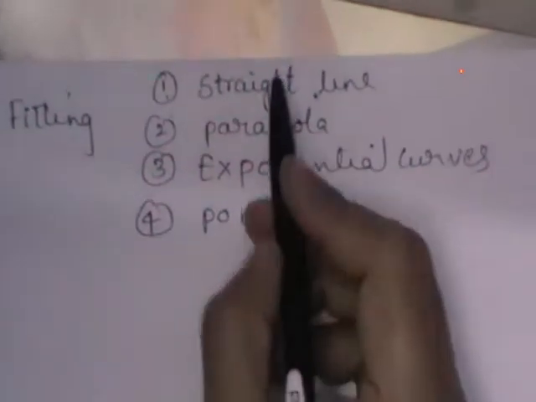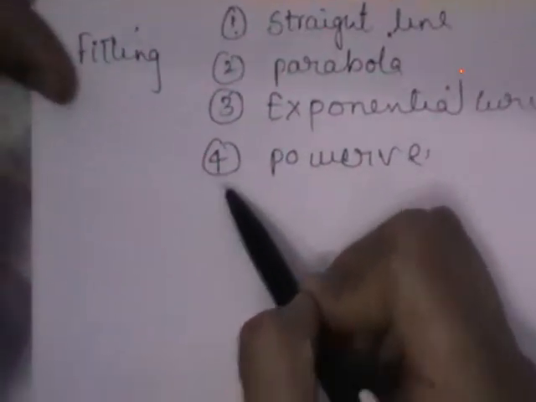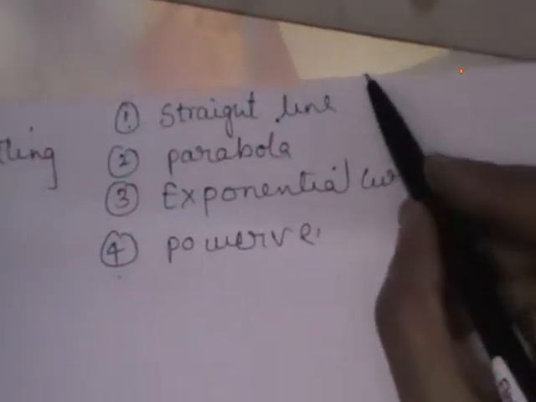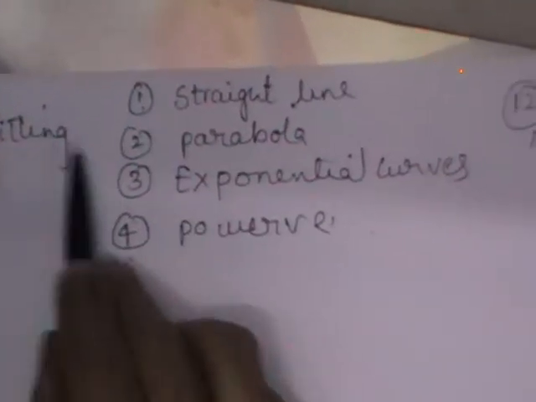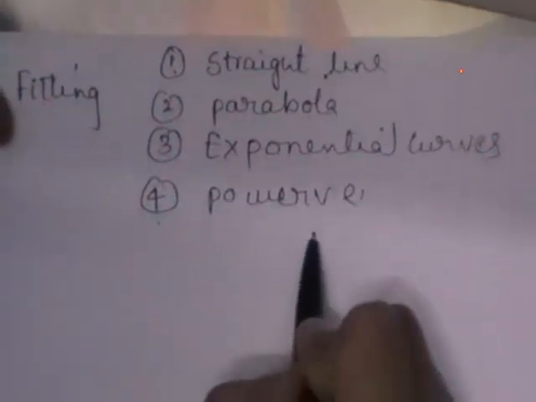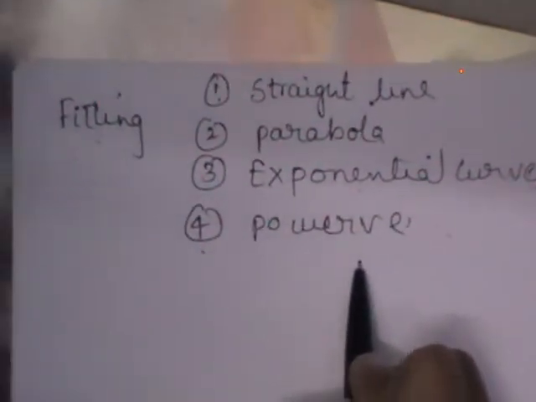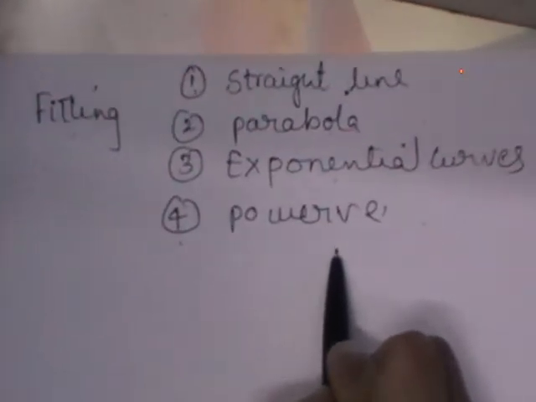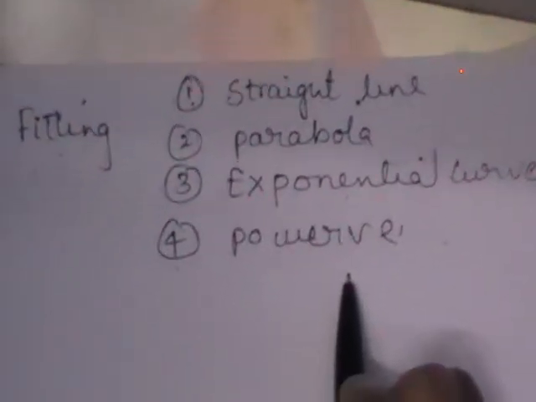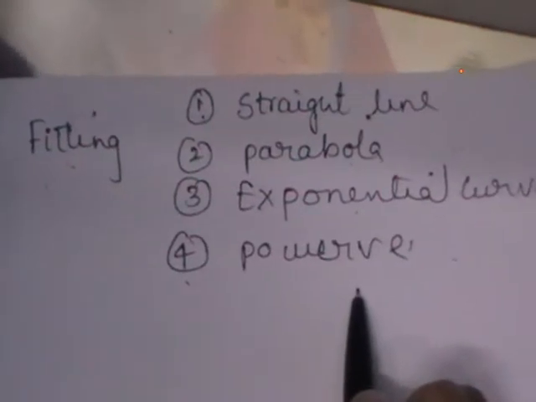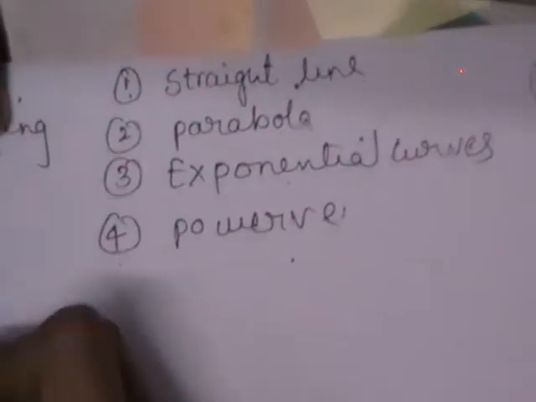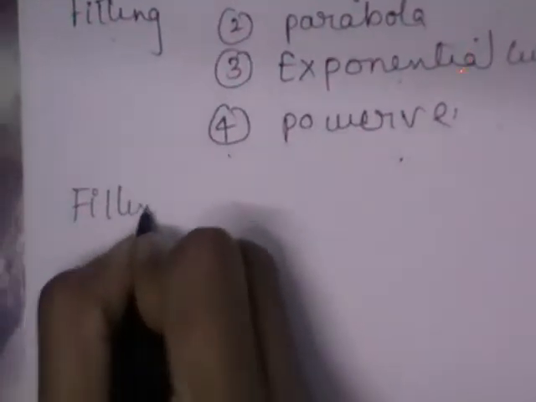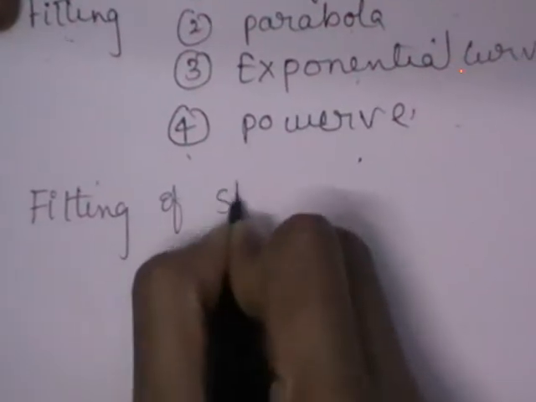These are the four fittings you are going to read. From the examination point of view, you may get any of these four curves for 12 marks: fit a straight line, fit a parabola, fit an exponential curve, fit a power curve. Again, you are not going to get any numerical problems in the theory paper. You will only get exclusively theory, like define, write the differences, write the procedure. So the first procedure you are going to deal with is the fitting of a straight line.